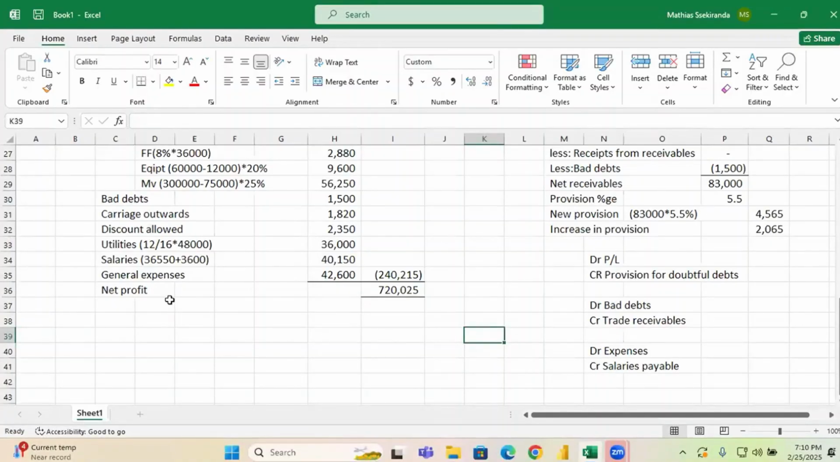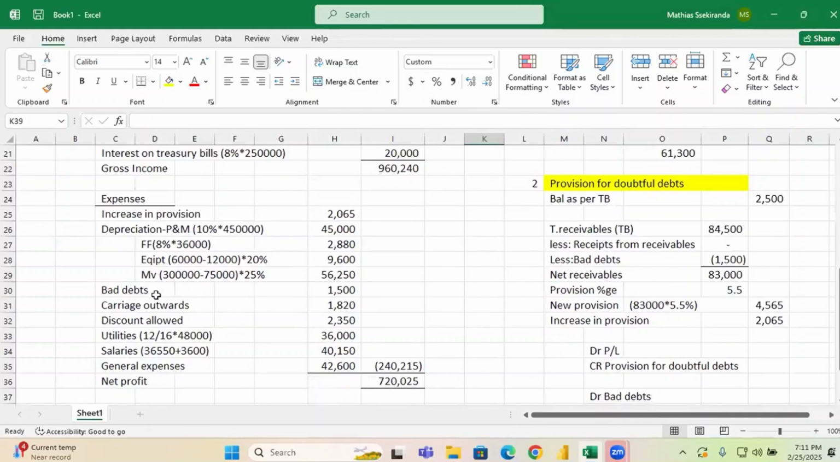So you realize what we did last time is the same. What we are bringing in as a new aspect here is provision for doubtful debts. Whenever they tell you in the additional information to compute a new provision, please make sure you don't go to expenses without knowing whether there is an increase or a decrease in provision. And the provision is always calculated on the net receivables.